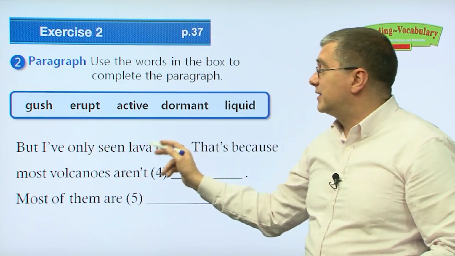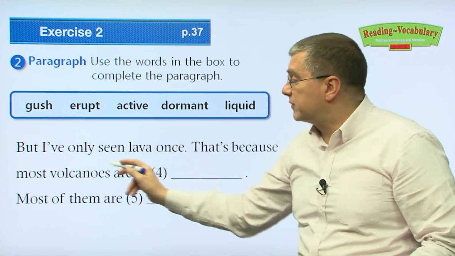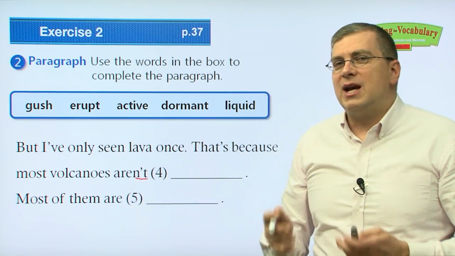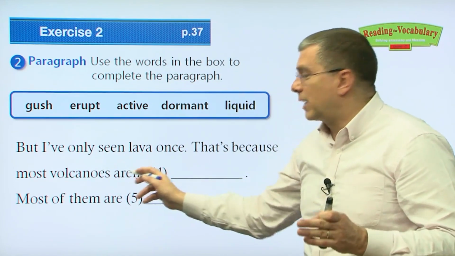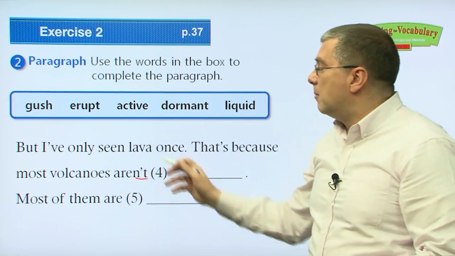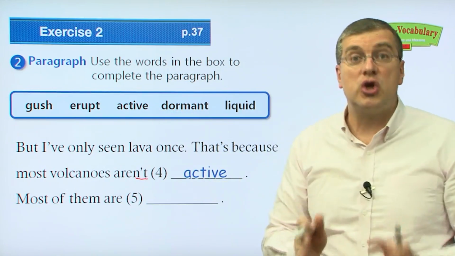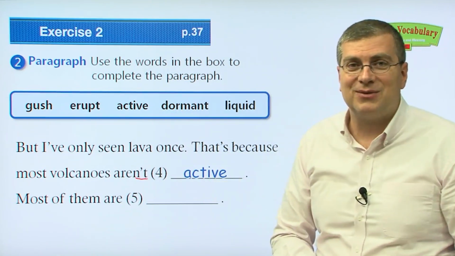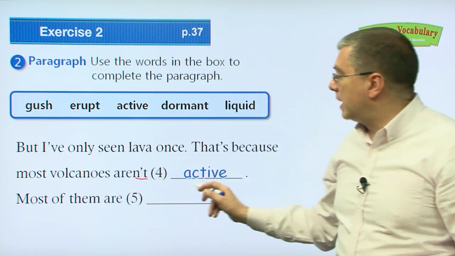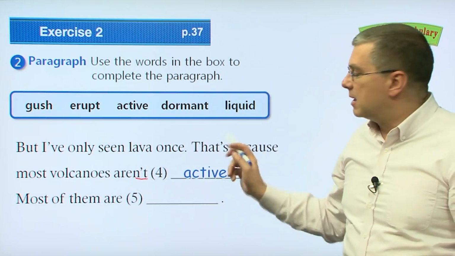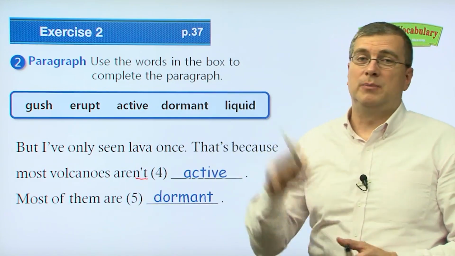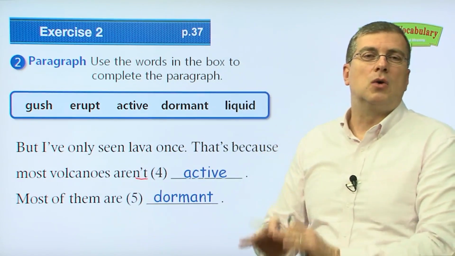Continuing on the slide, but I've only seen lava once. That's because most volcanoes are not what? Okay? So think about this. I said it's rare to see a volcano erupt because most volcanoes are not what? If a volcano is erupting, is it active or is it passive? Most volcanoes are not active, and that's a good thing, right? Whew. We don't want most volcanoes to be active because that would be dangerous for the people around the volcano. Most volcanoes aren't active. Most of them are what? What's the opposite of active? The opposite of active is dormant. So most volcanoes are not active. They don't erupt. They're dormant.